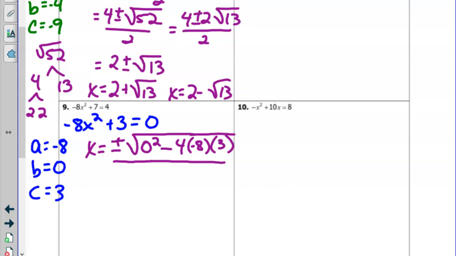All over 2 times negative 8. Alright, what do we get underneath the radical? Negative 16. Negative 16? I'm thinking underneath. Oh, underneath the fraction is negative 16. In the radical, how else to say that? You're right, though. In the radical, we'll say that. I like that.